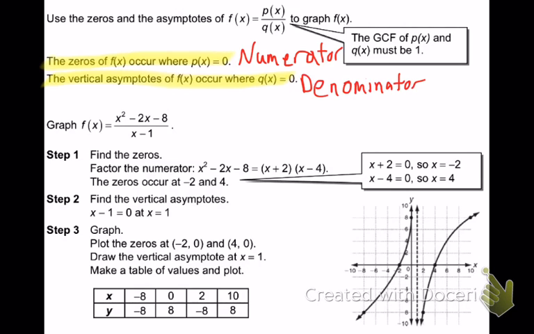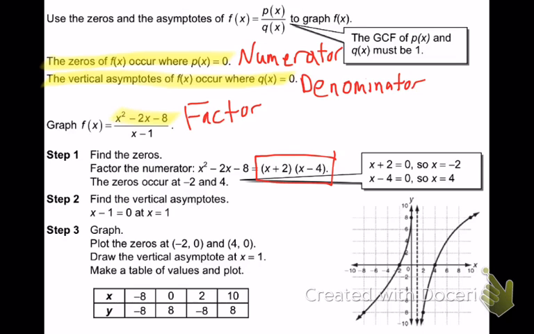Okay, so I'm going to find some functions of my numerator and denominator. So if you look here, I want to graph f of x equals x squared minus 2x minus 8 over x minus 1. The numerator I want to look to factor. So I have x squared minus 2x minus 8. How does that factor? Yeah, x plus 2, x minus 4.